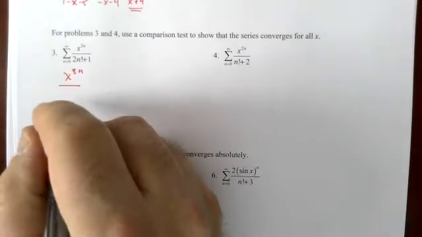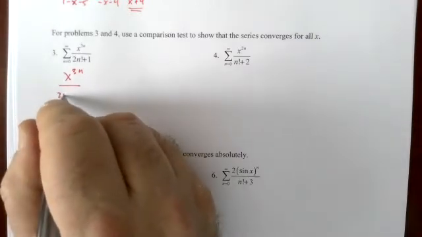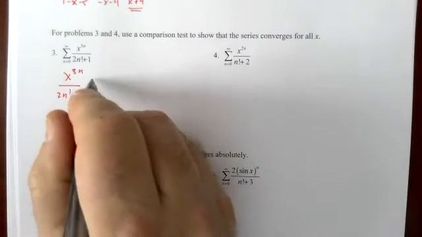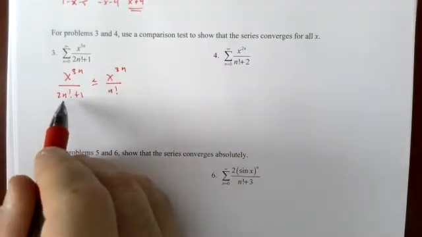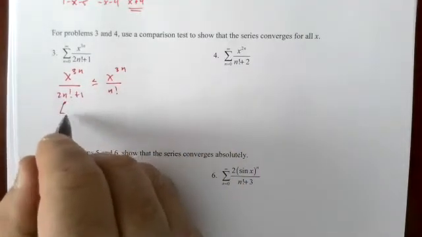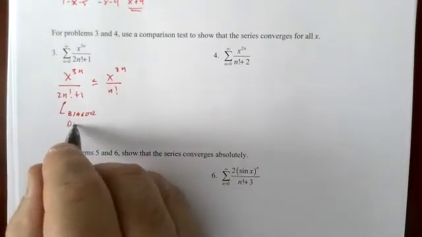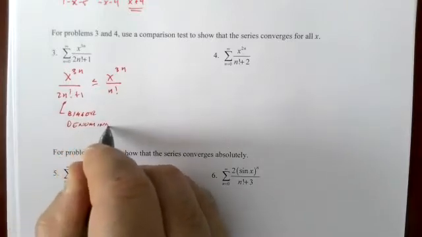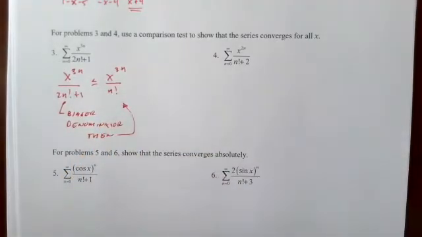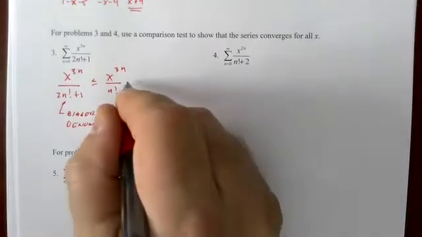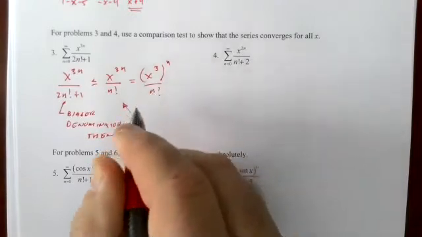x to the 3n over, that's weird, (2n)! plus 1 is less than or equal to x to the 3n over n factorial. We're doubling and adding, making a bigger denominator. So the bigger denominator than this, so the fraction is smaller, which is, yeah, whatever. x cubed to the n over n factorial.